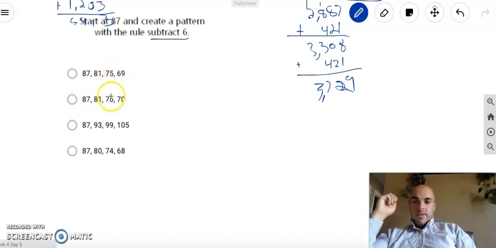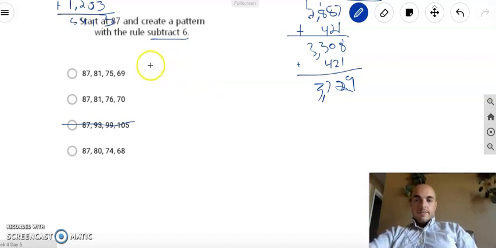87 to 81 to 76 to 70. All those numbers go down. 87, 93, 99, 105. Those numbers do not go down. They go up. 87, 80, 74, 68. Okay, all those numbers go down. So I've already taken one possibility away.